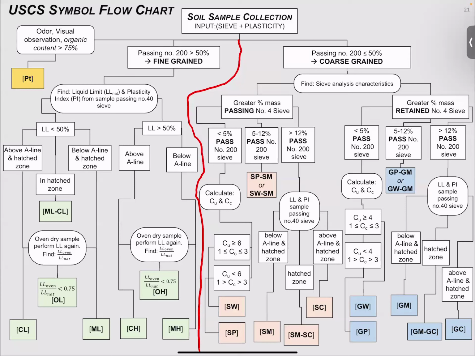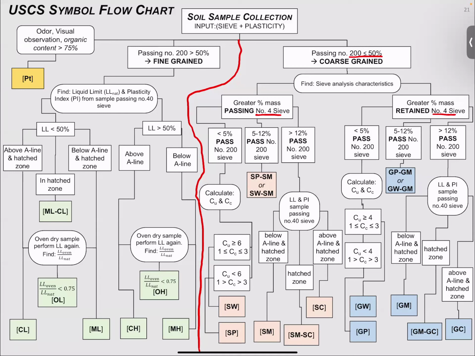If we look to our right, though, if we have a coarse-grained soil, so greater than 50% is retained on the number 200 sieve, sorry, I might have misspoke earlier. The next sieve we look at is the number 4 sieve, and that's to distinguish between sand or gravel. So we look at the greater majority: is a greater percent passing the number 4 sieve or is a greater percent retained on the number 4 sieve?